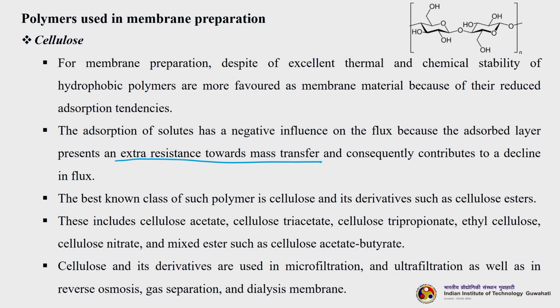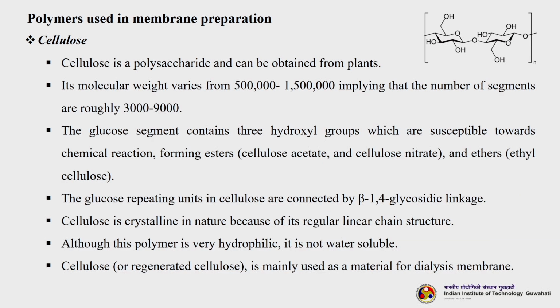So, another resistance, which we have discussed earlier also: one resistance that is inherent is due to the membrane thickness. The second resistance is coming due to the adsorbed layer of the solute on the surface. The lesser the thickness of the adsorbed layer, the lesser will be the resistance towards mass transfer. So, the best known class of such polymers is cellulose and its derivatives such as cellulose esters. These include cellulose acetate, cellulose triacetate, cellulose tripropionate, ethyl cellulose, cellulose nitrate and mixed esters such as cellulose acetate butyrate. So, cellulose and its derivatives are used in microfiltration and ultrafiltration as well as in reverse osmosis, gas separation and dialysis membranes. So, what is cellulose?